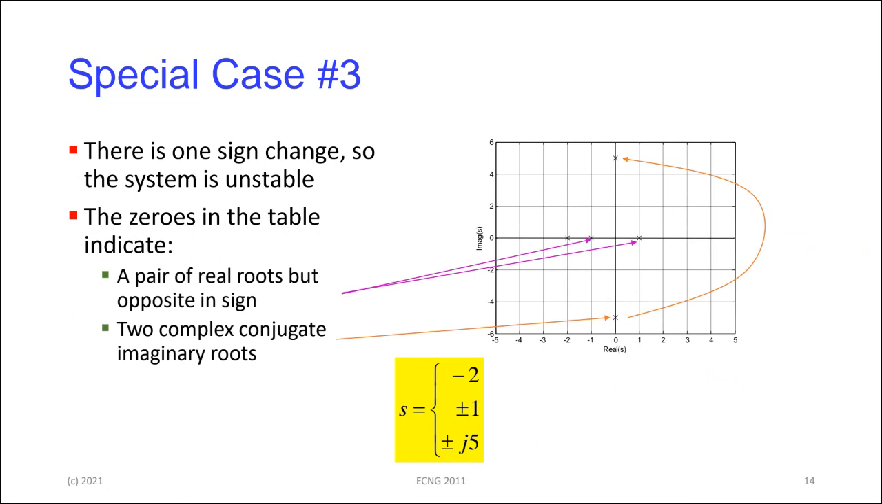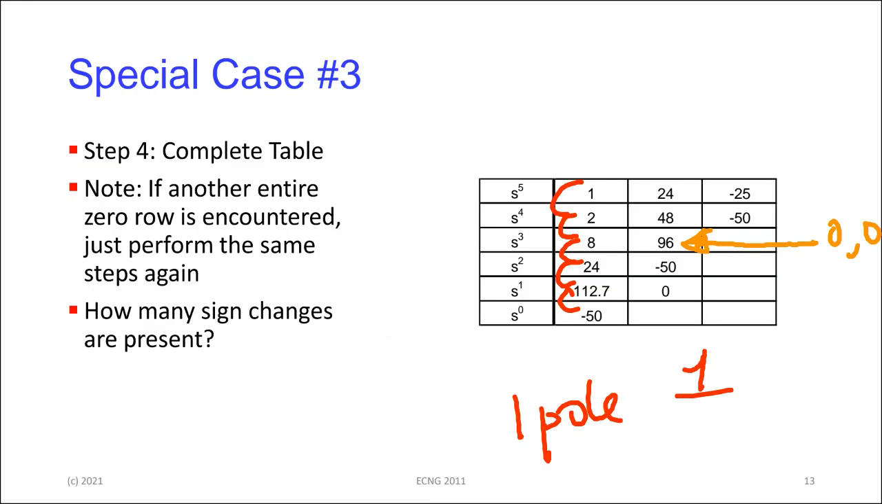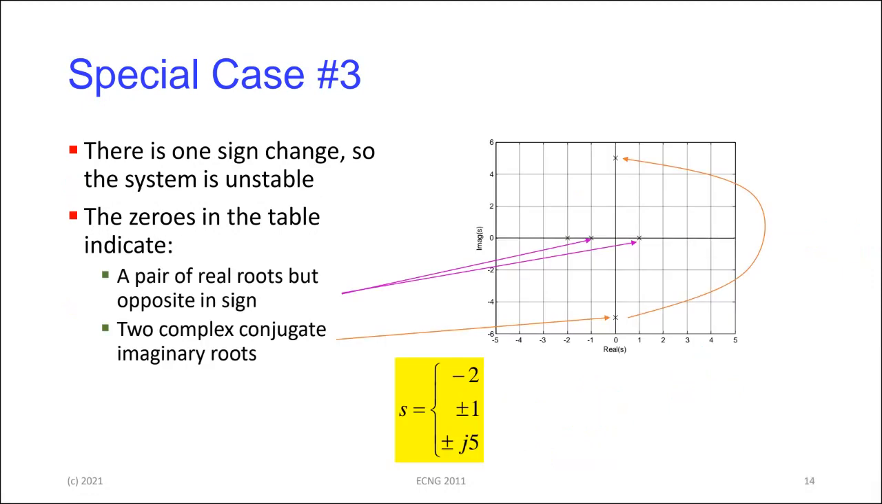Right? And in fact, there's one sign change, of course. Once you have a negative value inside the column, the system is unstable. So we got a negative number here, so that system is unstable. And the zeros in the table in that row indicate that there is a pair of real roots but opposite in sign. You remember we said that the sign change first off shows us that we have one root that occurs on the right-hand side. That's him here. But this is part of a pair. So there's a plus or minus one, a pair of opposite real roots, right? And then there are two complex conjugate imaginary roots. We have these two here.